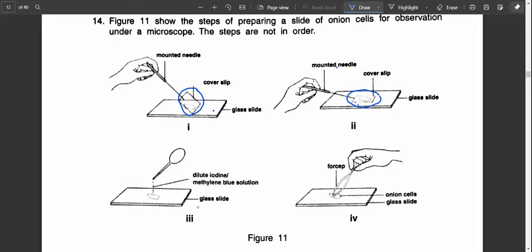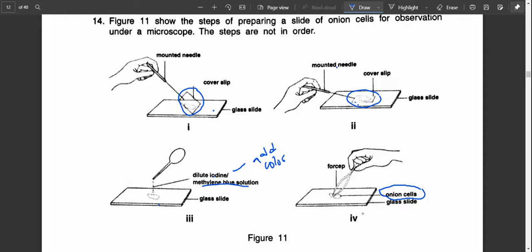And if you look at number 3, you add iodine or methylene blue solution. This one is to add color because most of the time the sample is colorless, so when you add iodine or methylene blue you can see it clearer under microscope, and you can see that there's no glass slide here first. And number 4, onion cell, glass slide, and forceps, and then you can see that only the first one mentioned what the sample is that you're using, therefore you're using onion cells there.